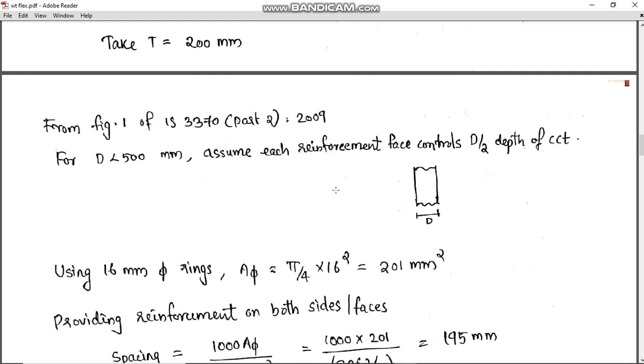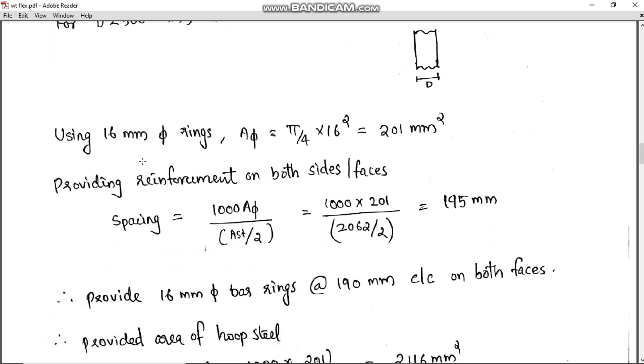You can find this. Then using 16 mm dia rings, since we are providing hoop reinforcement around the circumference of the circular water tank throughout the height, we are providing rings. That is why it is called hoop reinforcement, in order to resist hoop tension. Since it is a flexible tank, there is no moment and shear force. Only hoop tension is here in the flexible base water tank.